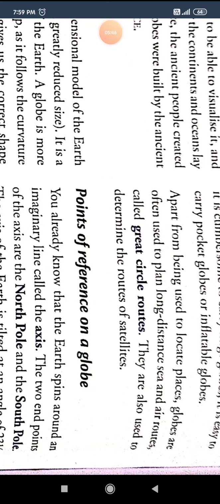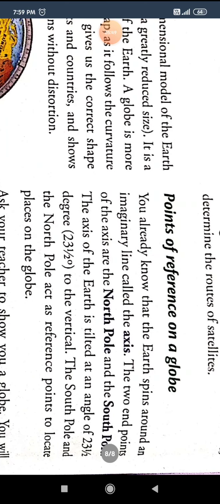Now, the points of reference of the globe. On the globe, some points are there.